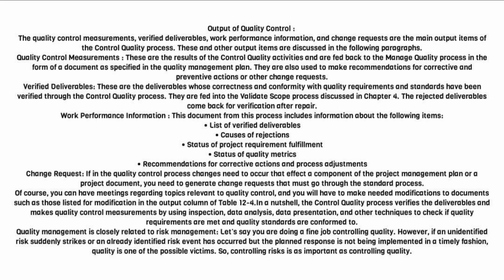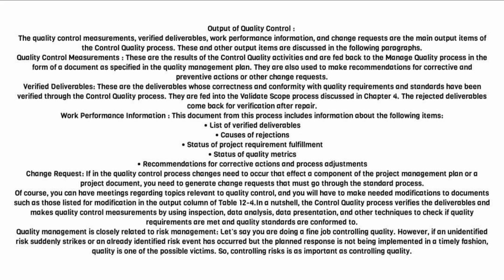Verified deliverables. These are the deliverables whose correctness and conformity with quality requirements and standards have been verified through the control quality process. They are fed into the validate scope process discussed in Chapter 4. The rejected deliverables come back for verification after repair. Work performance information. This document from this process includes information about the following items. List of verified deliverables. Causes of rejections. Status of project requirement fulfillment. Status of quality metrics. Recommendations for corrective actions and process adjustments.